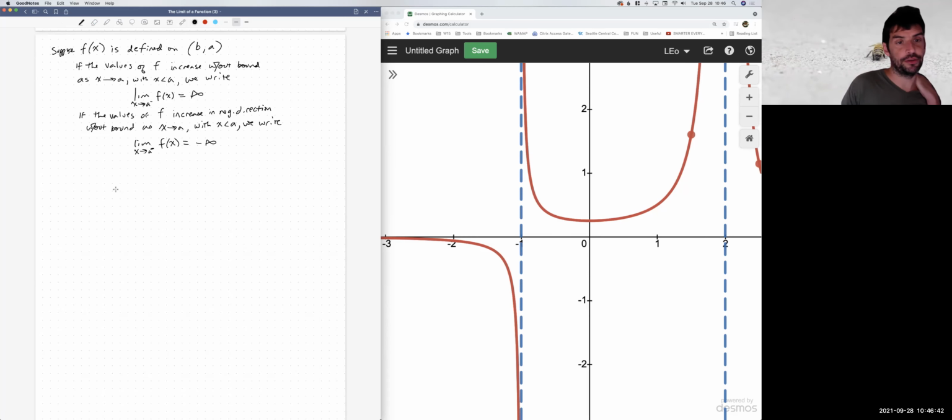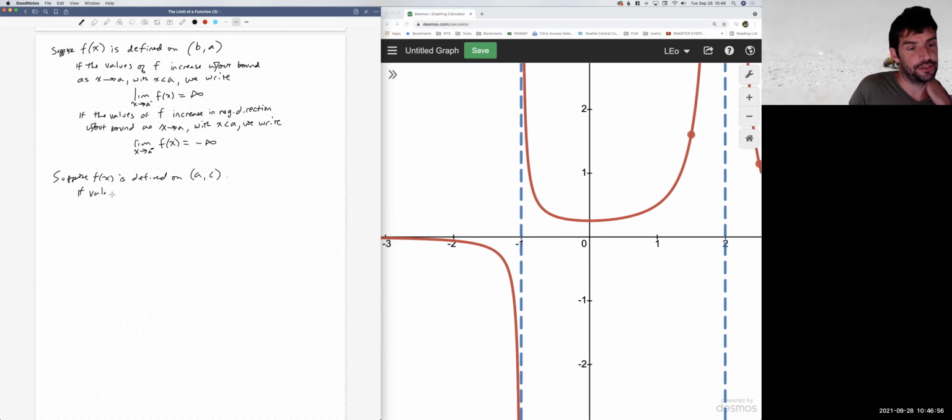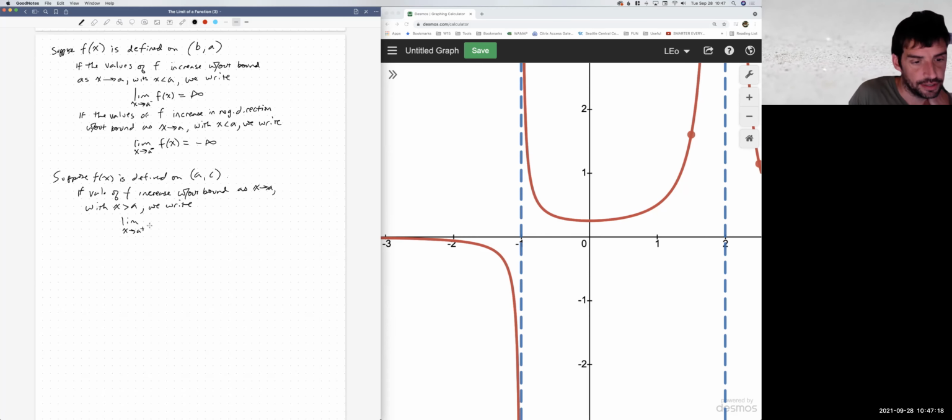The next two are pretty similar. We'll say, suppose f of x is defined on AC, if values of f increase without bound as x goes to A, with x greater than A, we write the limit as x goes to A from the positive side of f of x equals infinity, right?